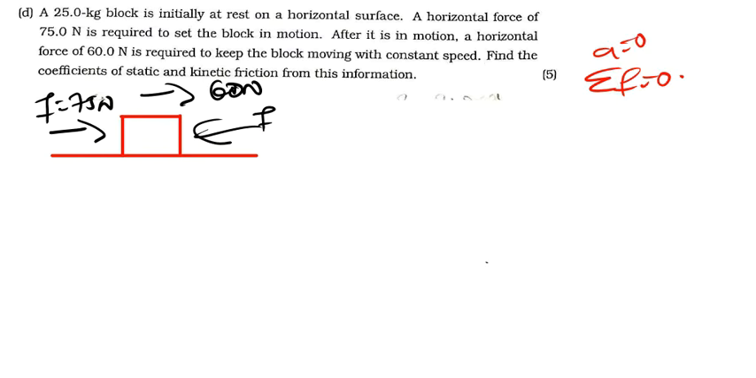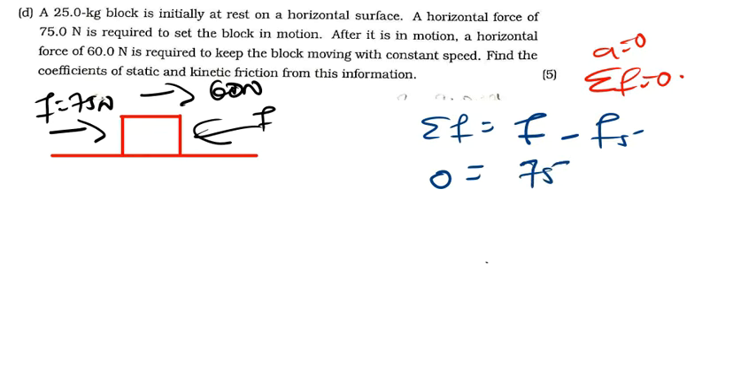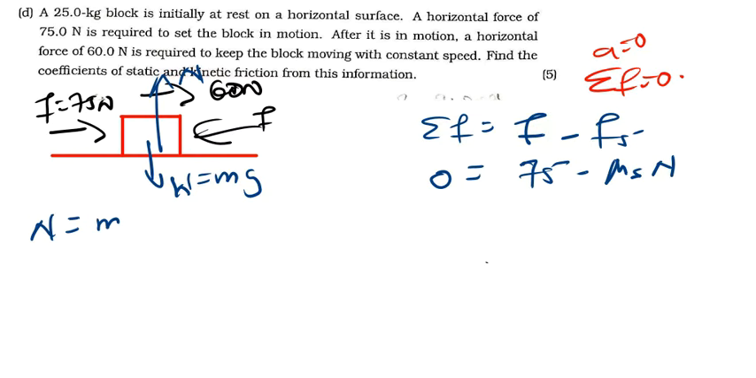So the question is we need to find the coefficient of static friction. Static friction meaning an object is not moving. Therefore, the summation of the forces is the applied force minus the static friction. Since it's not moving, the net force is 0. The applied force is 75 minus the static friction, which is given by mu s times the normal force. Another force applying here is the weight force, which is mg, and the normal force acting perpendicular to the surface. So the normal force in this case is equal to mg.